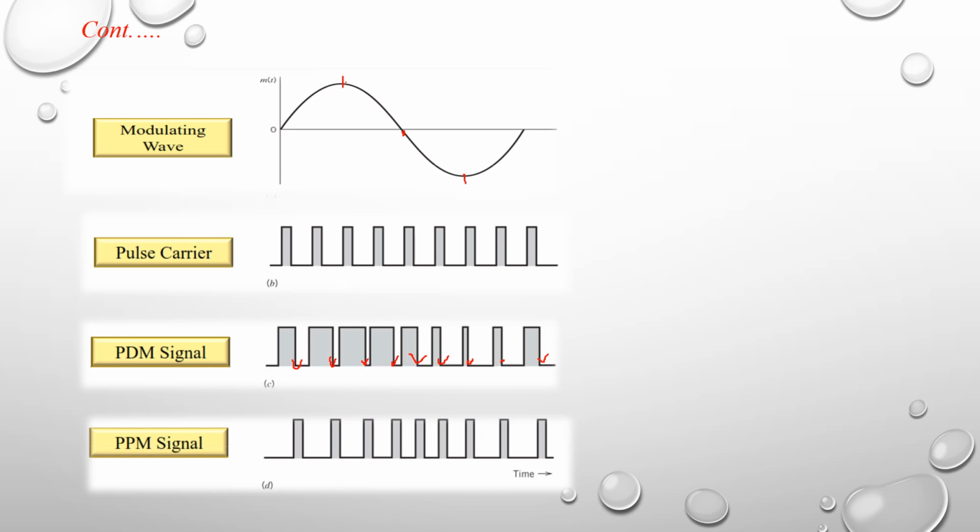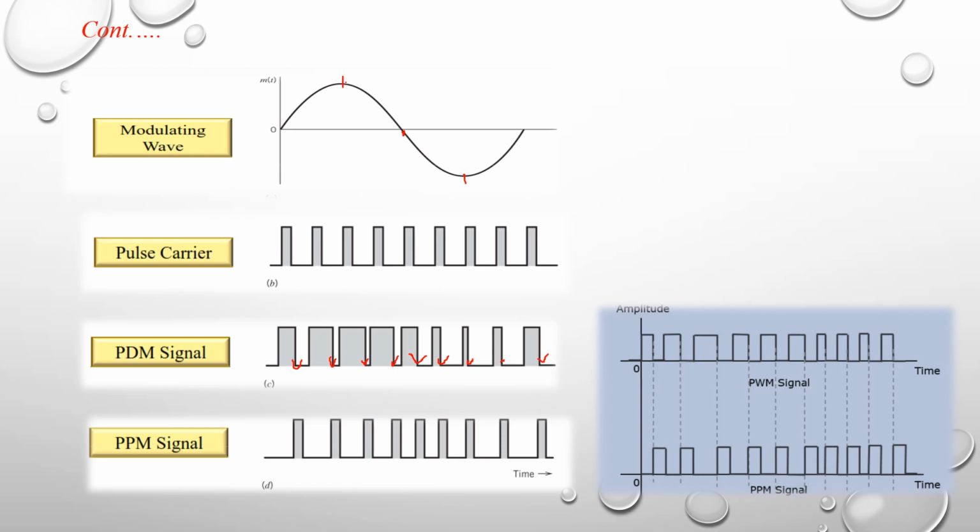In the PPM signal, the width of the pulse is constant. For example, this is the first pulse, and its width is equal to 1 millisecond, and similarly this is the second pulse, and its width is also equal to 1 millisecond. So the width is constant, and the position of the pulses is varying according to the pulse width modulated signal.